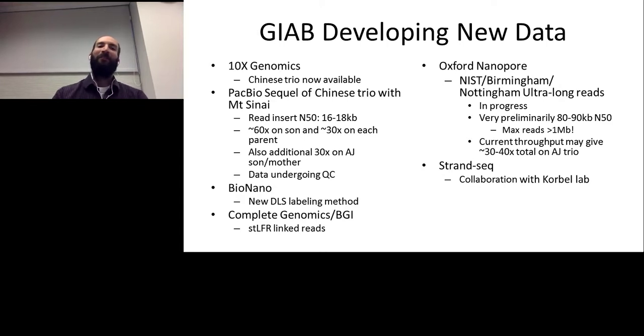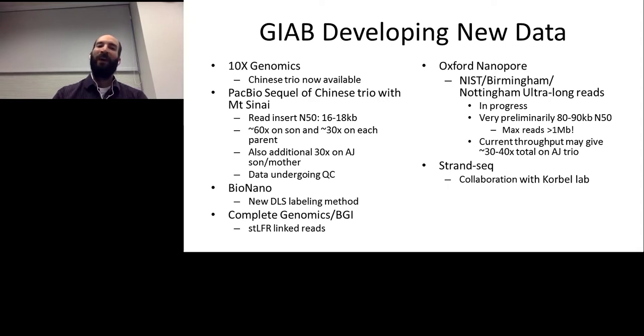We also wanted to let you know that we're developing new data sets. We have new data from 10X Genomics available. We're developing PacBio data from the Sequel instrument on the Chinese trio, as well as additional data on the Ashkenazi trio that's currently undergoing QC, and so should be made available very soon. We'll have new Bionano data from their DLS labeling method available very soon. There's a new linked read method from Complete Genomics that we're making available soon.